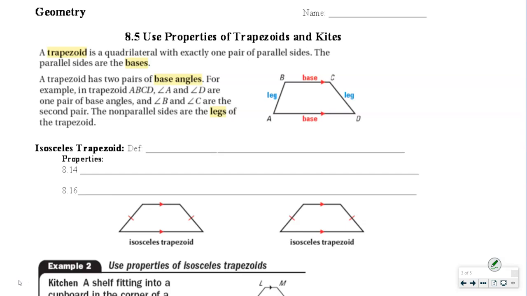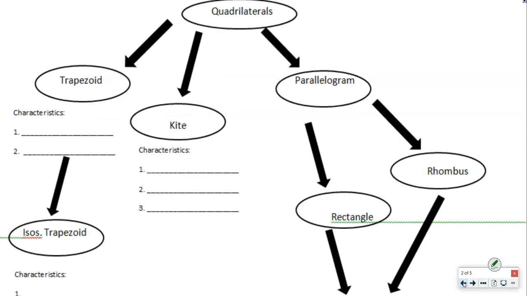So a trapezoid has two pairs of base angles, and for this example, angle A and angle D are one pair of base angles, and angle B and angle C are the second pair. And then your non-parallel sides are the legs, like we said. So on your quadrilateral family tree at the back of your notes, we can fill in information for our trapezoids.